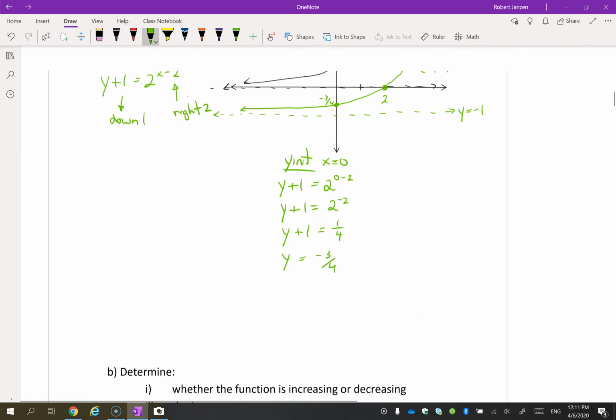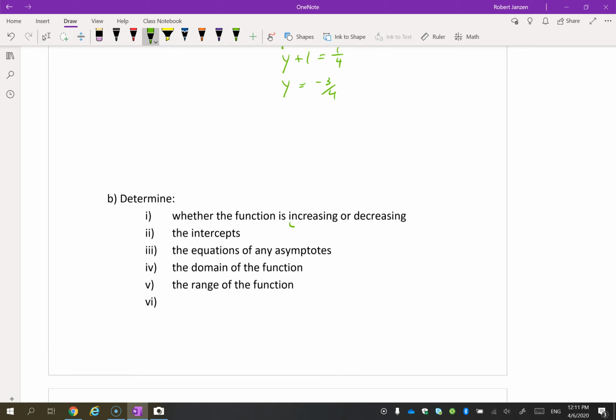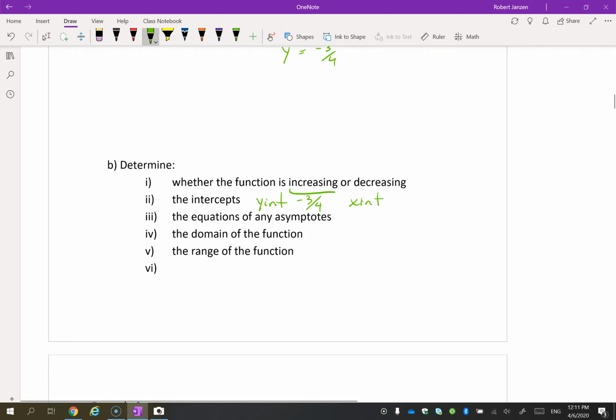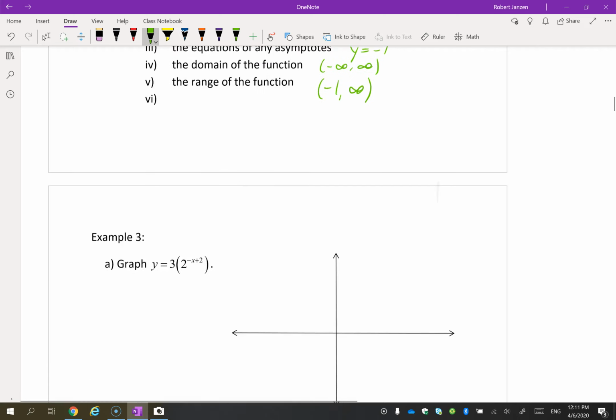Is this an increasing or decreasing function? It is an increasing function. What are the intercepts? Y-intercept is -3/4. X is 2. Equations of the asymptote, y is -1. The domain, -infinity to infinity. Range, be careful, -1 to infinity this time. Okay.